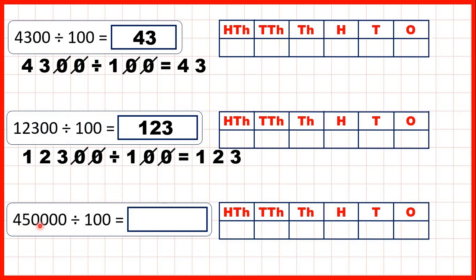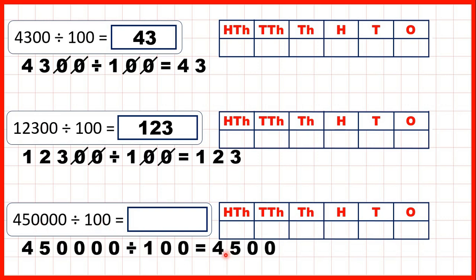Now we have 450,000 divided by 100. That's 4,500. We have two end zeros in 100, so we can only cancel two of these end zeros in our dividend. So our answer's 4,500 because 450,000 divided by 100 gives us the same answer as 4,500 divided by 1.